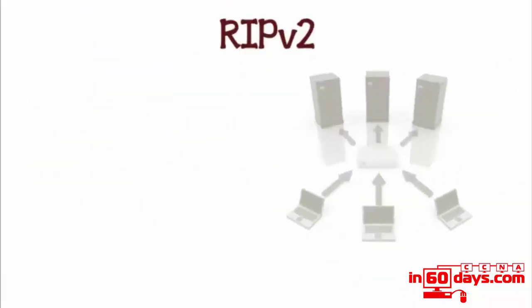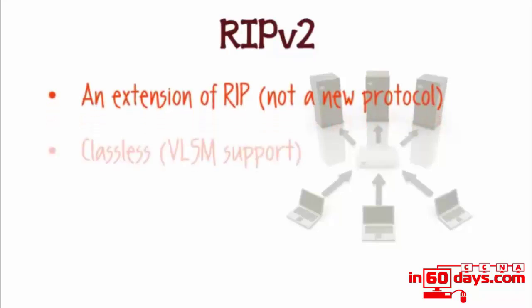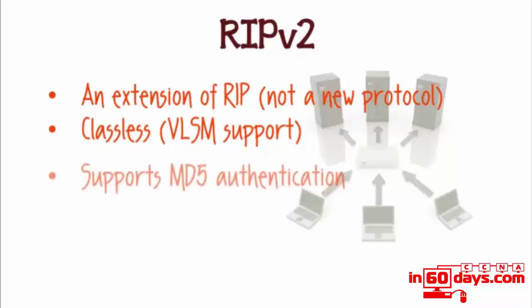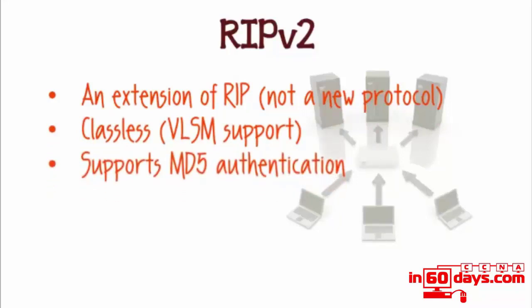So RIP version 2 is an enhancement to RIP version 1. There are a lot of shortcomings and complaints, and so it was improved upon. So it's not actually a different protocol as such. It's classless, so it supports VLSM. It sends that information. It also supports MD5 authentication. So what this means is route updates have to be authenticated using the MD5 algorithm. This also can be used with OSPF and other routing protocols. But basically it's a way of securing route updates on your network.